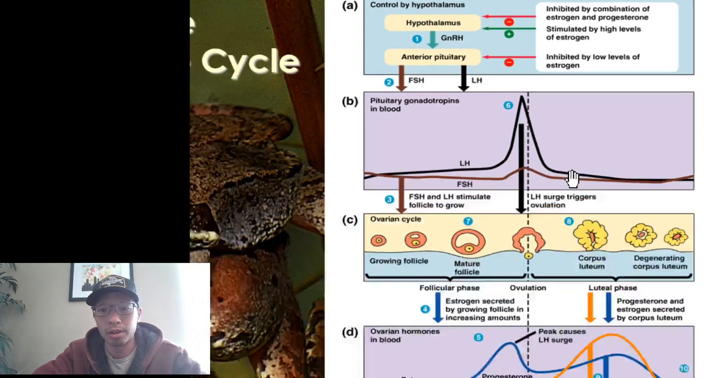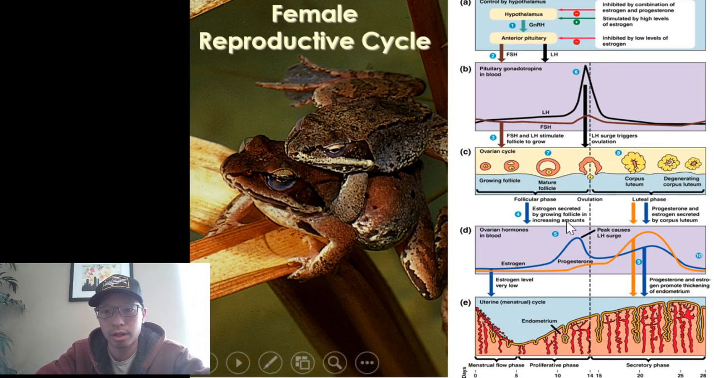And so when we zoom out, you can get a pretty good picture. Even though there's a lot going on here, if you just use this dotted line as a reference, you can see that all these different things that are happening in the brain, in the ovaries, and in the uterus, they're all synced up and choreographed so that everything happens at the same time.